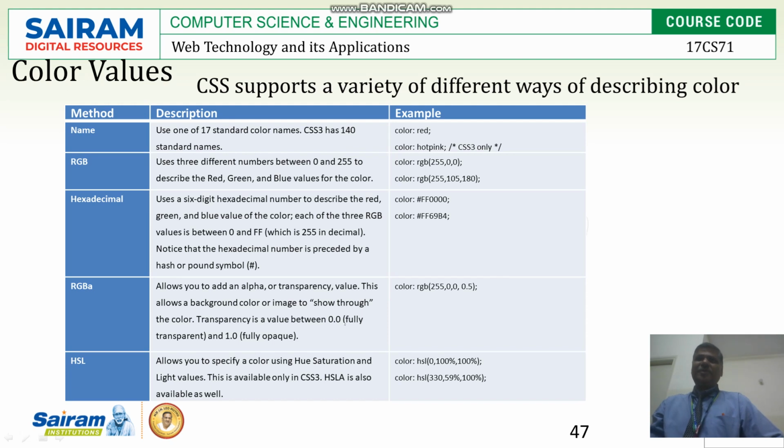Again, CSS properties for color: name, RGB, hexadecimal, RGBA, HSL. What are these things? Basically, name is there. You can write 17 standard colors for normal use, that is CSS 1 and 2. But in CSS 3, you can write 140 standard names, like hot pink, which is only available in CSS 3.